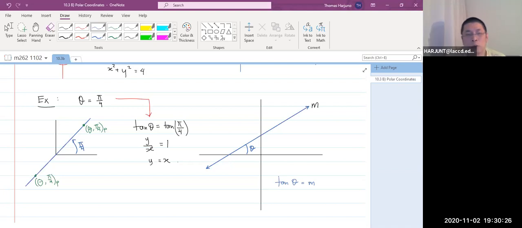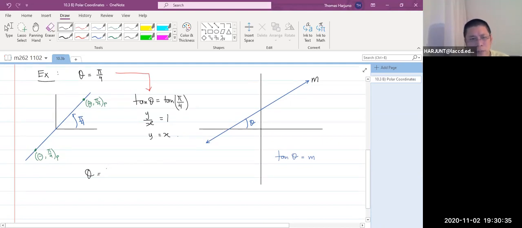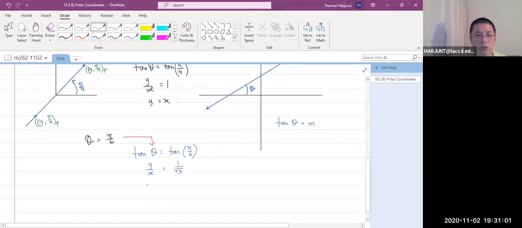Okay, so let's say, for example, I change the question a little bit. Let's say I say theta equals pi over 6. Then what is the equation in the rectangular coordinate system that corresponds to that? That will be tangent theta equals tangent pi over 6. Okay, tangent theta is y over x, and tangent pi over 6 is 1 over radical 3. So the equation of the line is y equals x over radical 3.